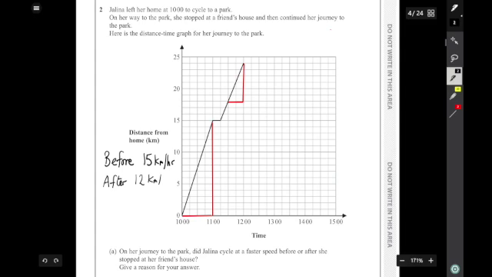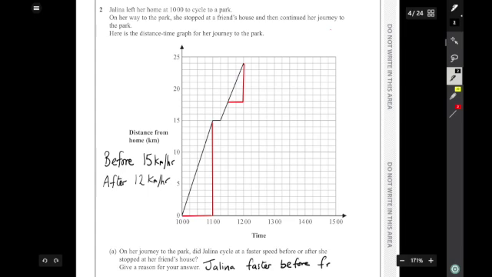And so I can answer the question now. It says give a reason for your answer, so I can. I'm going to say that before she visits her friend, Delina is cycling at 15 kilometers per hour, and afterwards she's going at 12, so clearly she was cycling faster before she visited her friend.